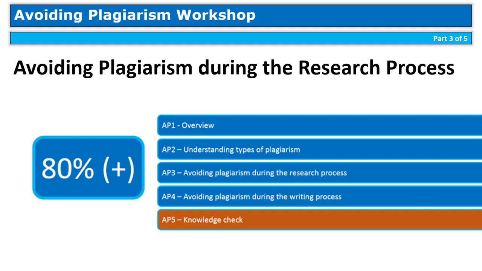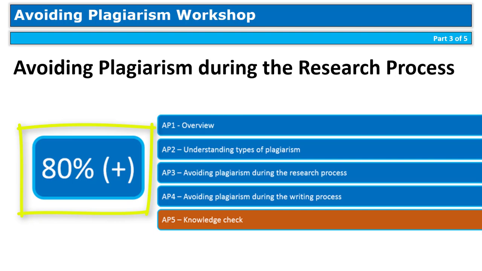Congratulations on passing Section 2 and welcome to Section 3 of the Avoiding Plagiarism workshop, Avoiding Plagiarism During the Research Process. As a reminder, you need to score 80% or higher on this section in order to advance to the next one. You have 2 attempts to score 80% or higher.